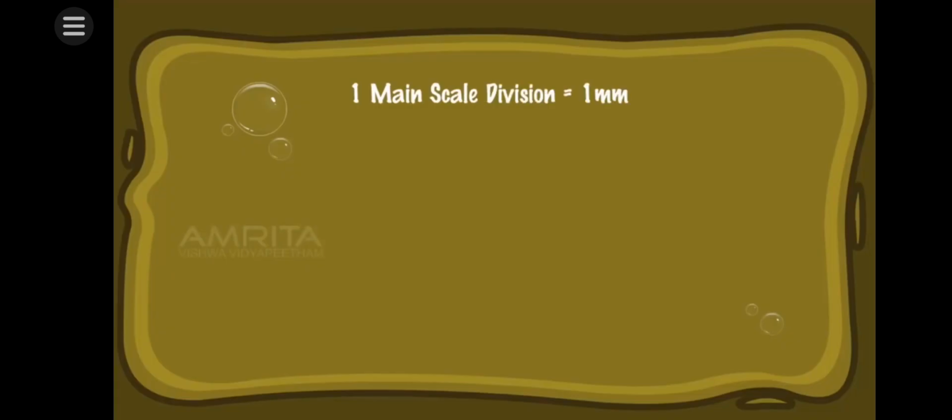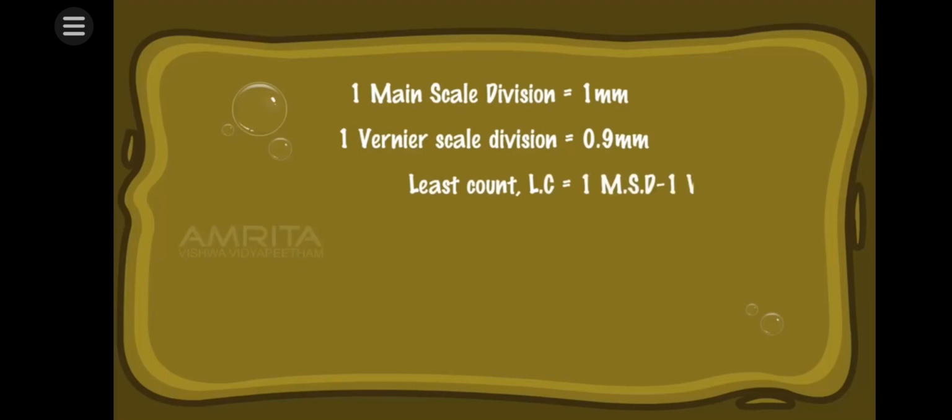One main scale division is equal to 1 mm. One vernier scale division is equal to 0.9 mm. Least count LC is equal to 1 MSD minus 1 VSD, equal to 1 minus 0.9 mm, that is equal to 0.1 mm, which equals 0.01 centimeter.